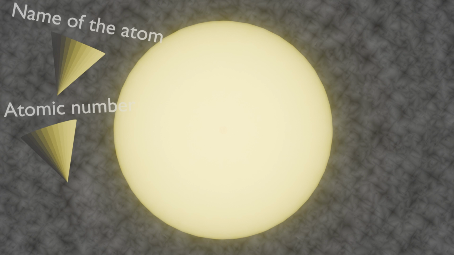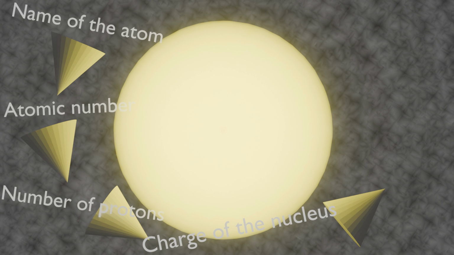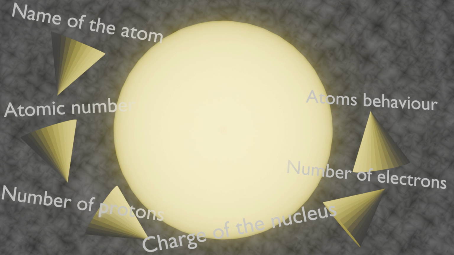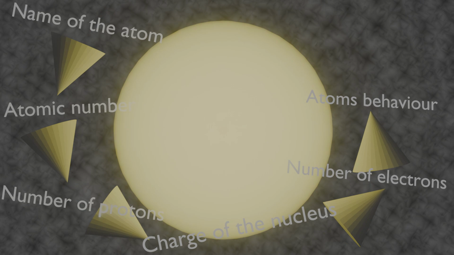Because the name of an atom tells us the atomic number, which in turn tells us how many protons an atom has, which in turn tells us the charge of the nucleus, which in turn tells us how many electrons an atom has, which in turn tells us how the atom will interact with other atoms. But how should these atoms interact actually? That's a good question. In order to answer that, we'll first have to talk about the electron junk.